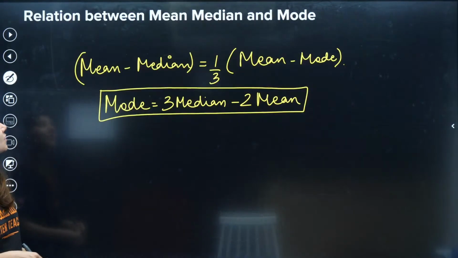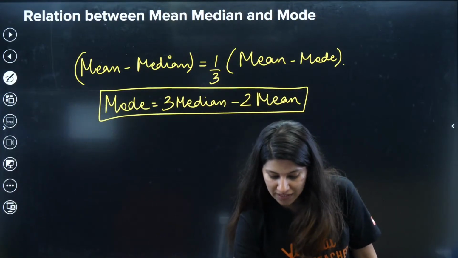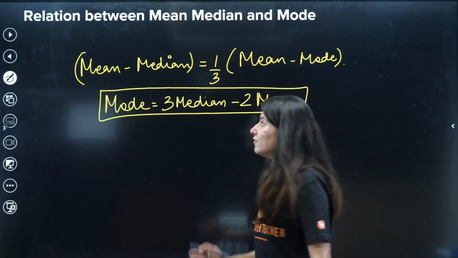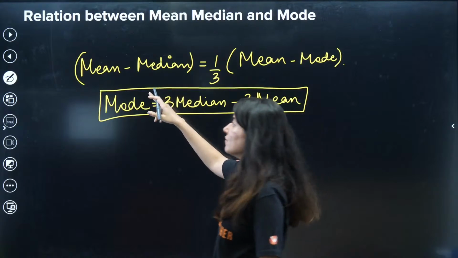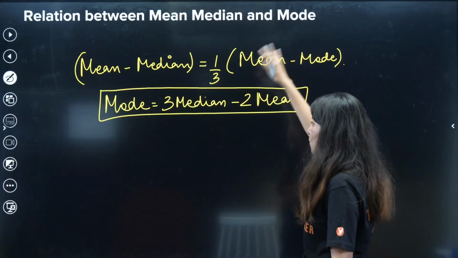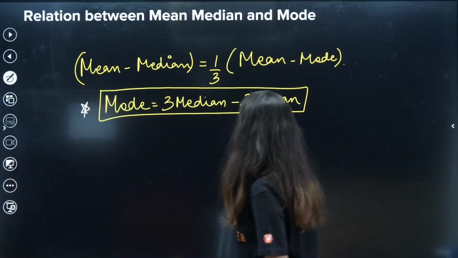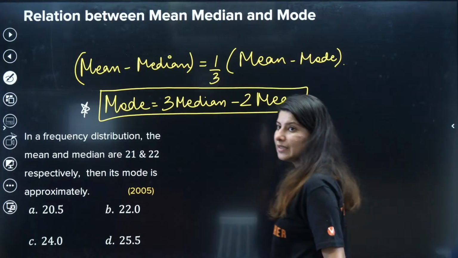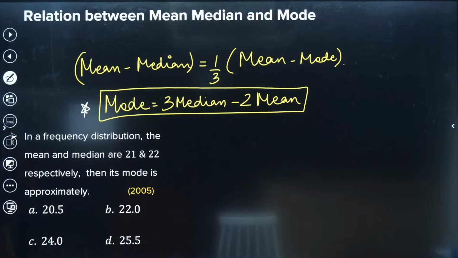Shall I move on to the next problem? No, we don't have any problem, but we have a beautiful relationship between your mean, median and mode. So for a moderately skewed distribution, we have a relation which is mean minus median is equal to 1 by 3 (mean minus mode). If you solve it, you need to remember this formula which says mode is equal to 3 median minus 2 mean.